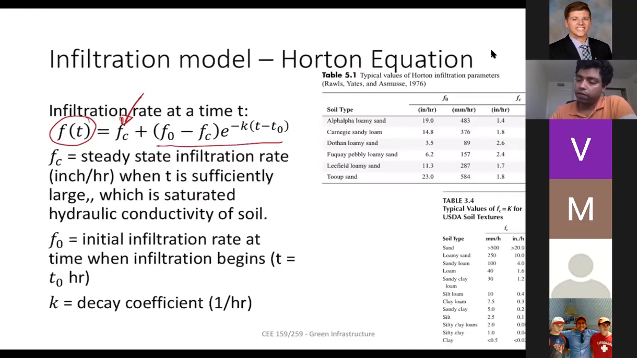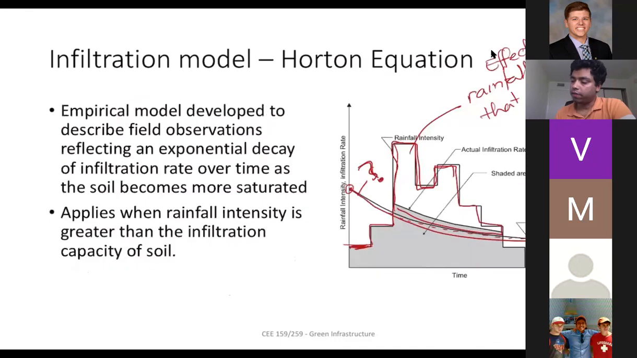So that's essentially F0, which is the initial infiltration rate, very high initially, minus the steady state infiltration rate, times the exponential term, and that exponential term depends on a decay coefficient. This is what determines how quickly it will decrease over time. And then this is a time term, how it changes with time. And this t0 is the initial time when runoff happens. If you see from here, t0 would be here, because at that point there will be some runoff.